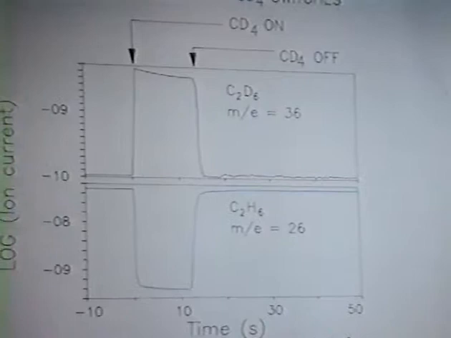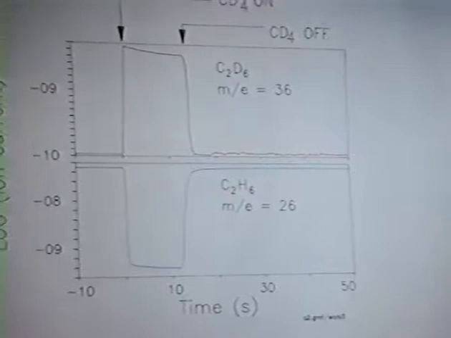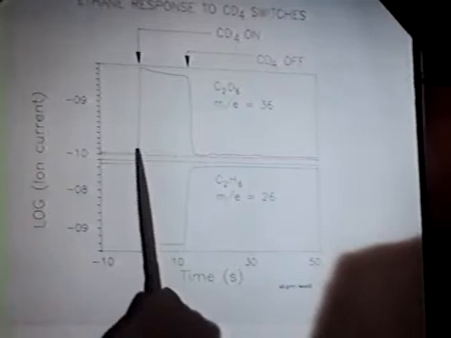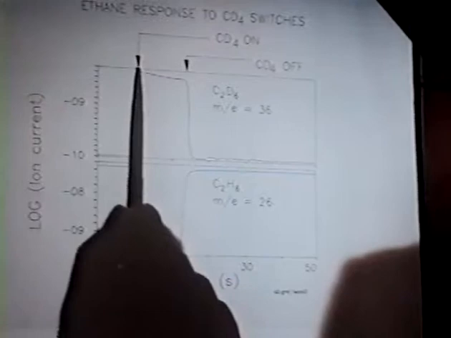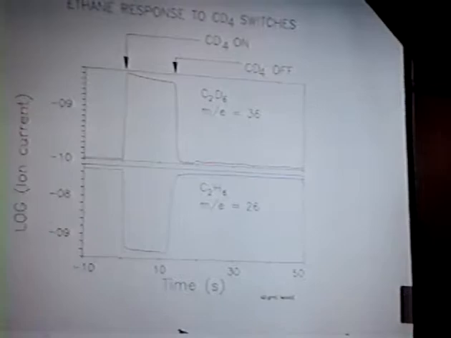And what you see here is something very interesting, because the transient for the appearance of the deuterated product is quite different from the transient of the adsorbed methane. You can see that when you switch to CD4 on, the appearance of the product rises instantly, continues for the duration of the pulse, and then drops instantly. There is no indication of the long trailing part which we saw for the desorption of methane.